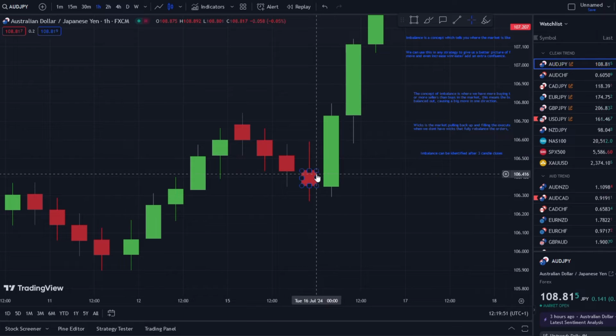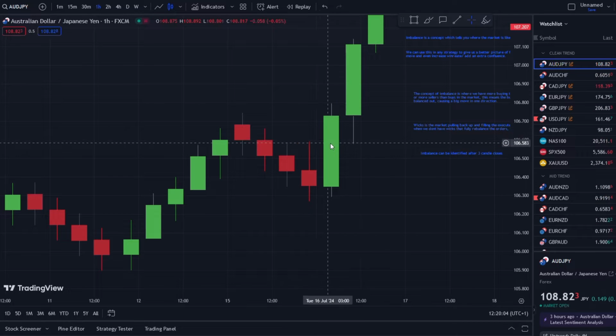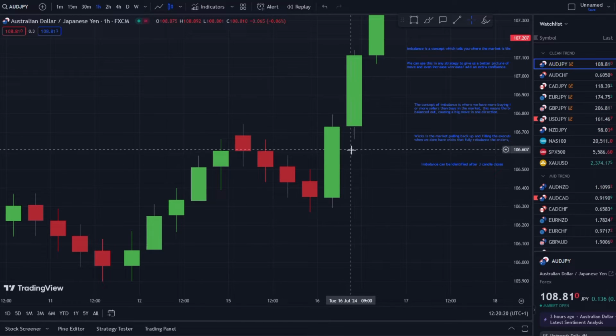What this means is right here, the buyers push price up and the sellers brought it back down. Buyers push price up, and then again the sellers push price back down to refill the pure buying. So price would have already balanced itself out. Whereas when we're like this, the sellers haven't rebalanced the market by pushing the market back down yet.